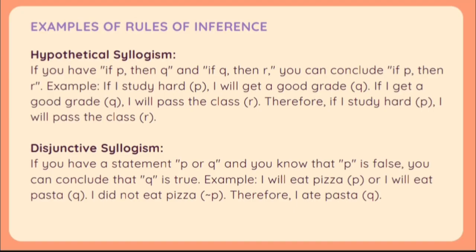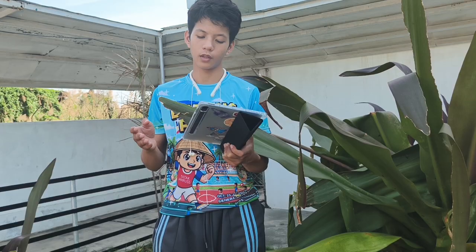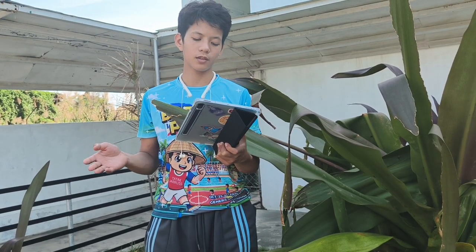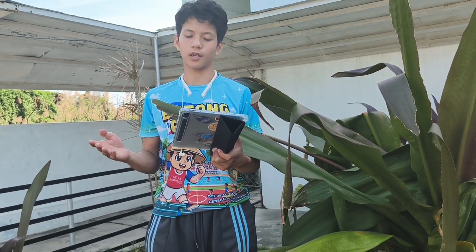Disjunctive syllogism. If you have a statement P or Q, and you know that P is false, you can conclude that Q is true. An example of this: I will eat pizza, which is P, or I will eat pasta, which is Q. I did not eat pizza, therefore I ate pasta, which is Q.